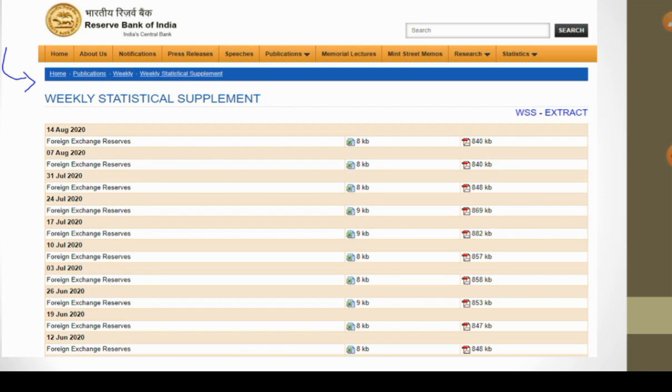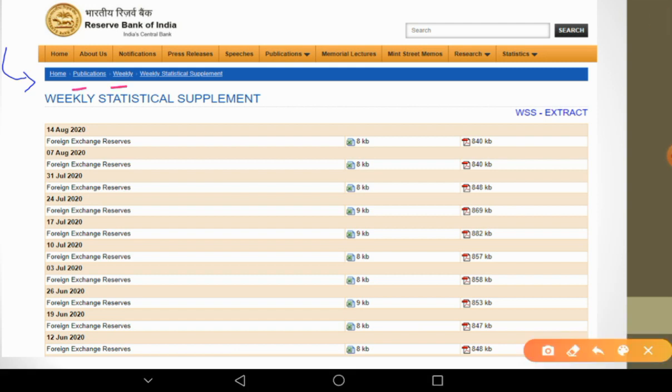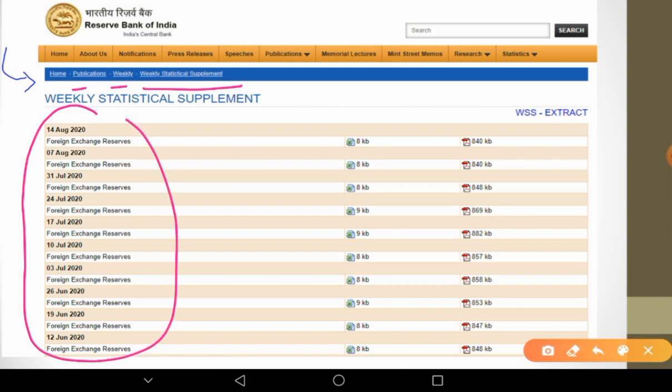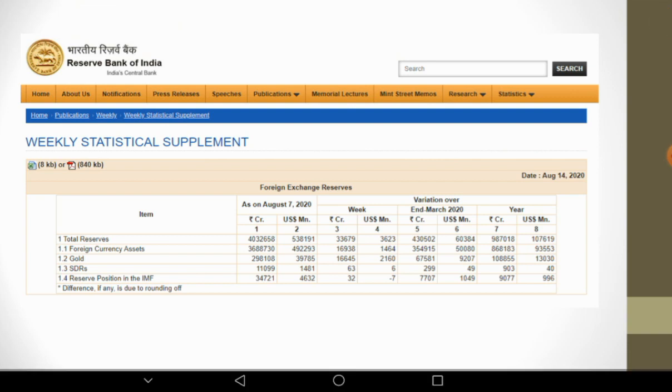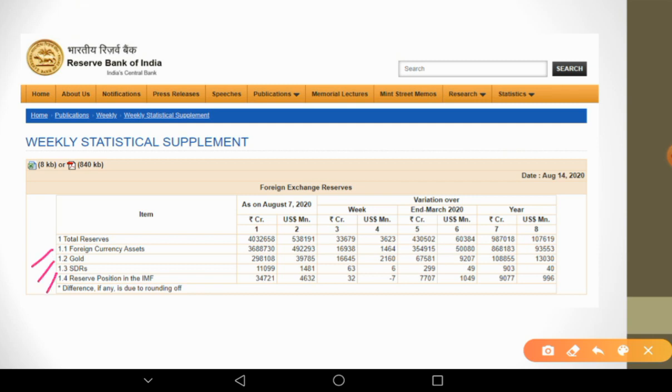To answer that, I will go to the RBI website. So you can also see this in the publication Weekly Statistical Supplement. What RBI does is every week, by every weekend, they publish the Forex reserve data. Okay, it's very important for RBI Grade B and UPSC exams as well. So what happens is there are 4 constituents of Forex reserve. First is FCA, second is gold, third is SDR, fourth is reserve position. Okay, it's the reserve tranche position in the IMF.